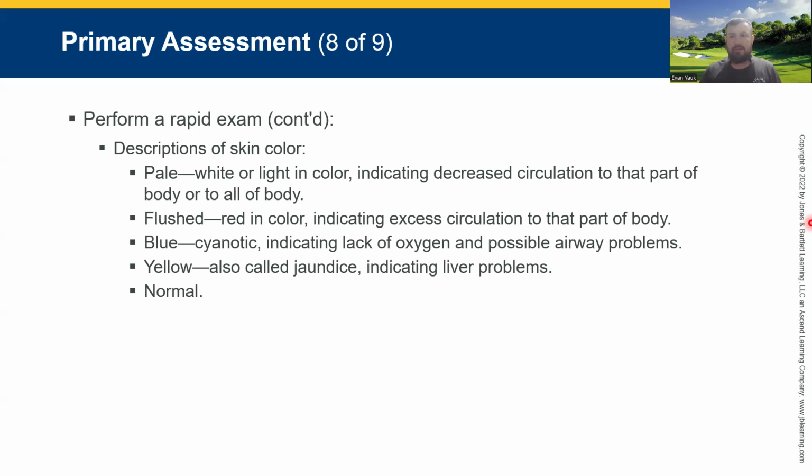This is a lot of times an indication that we are going into shock. Our patient is shocky. And if we have flushed or red in color, that indicates excess circulation to that part of the body. Before I move on, guys, get to know these. Pale means whitish, flush means red, blue is cyanotic. You're going to hear cyanotic from here on out in your career. It indicates lack of oxygen and a possible airway problem. So cyanotic is that blue purple color that people start to turn when they can't breathe. Yellow, also known as jaundice, indicates liver problems. And then you have normal.